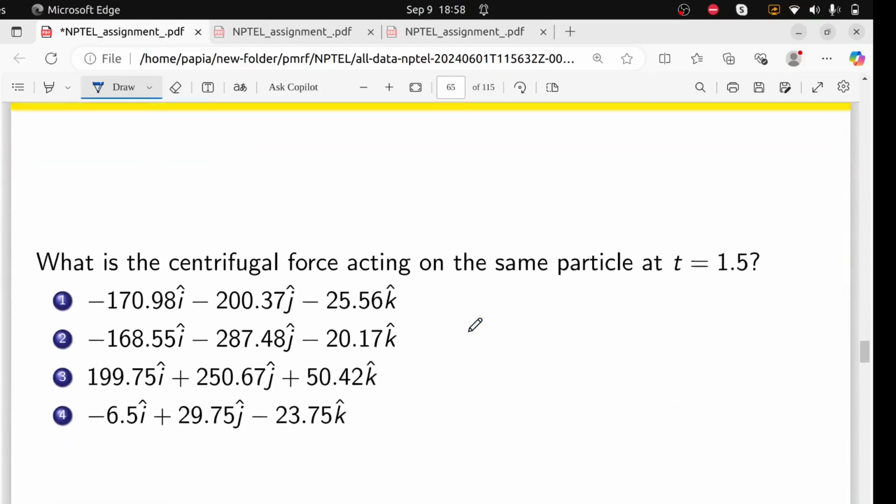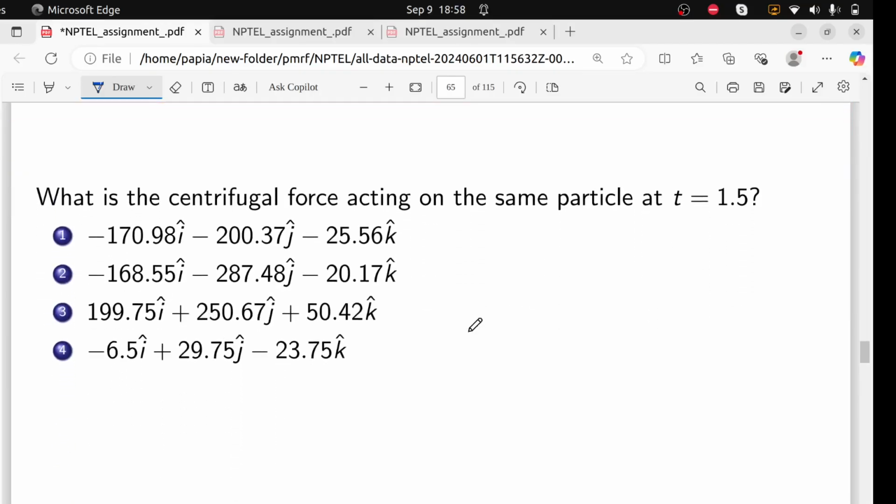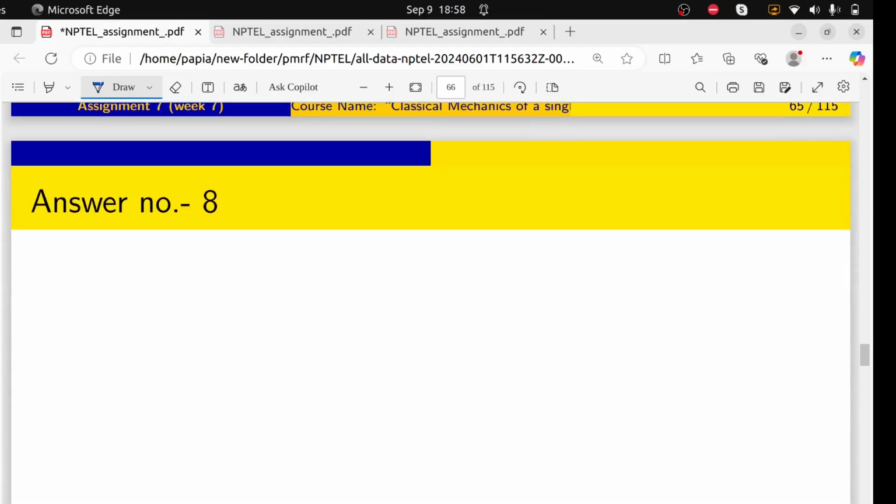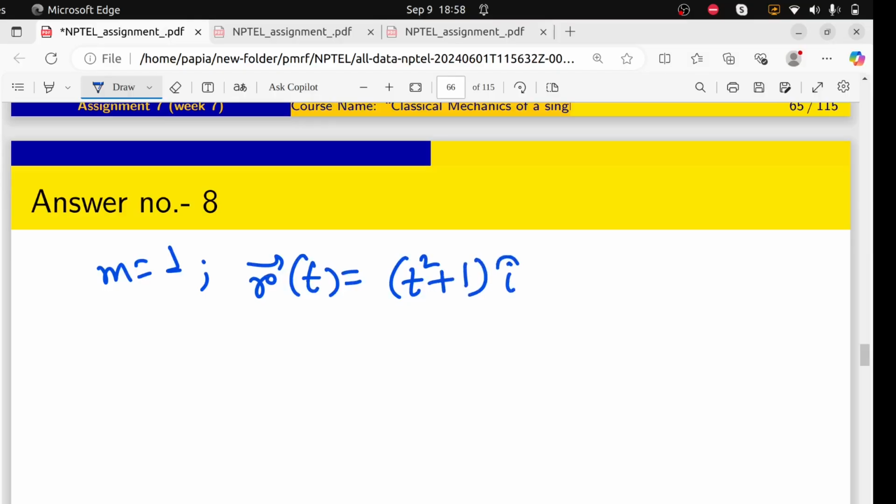Yeah, now coming here. What is the centrifugal force acting on the same particle at t equals to 1.5? Okay. So same particle means, first of all I just want to write here whatever the information given. So this one, plus 1, plus 6t, square k cap.